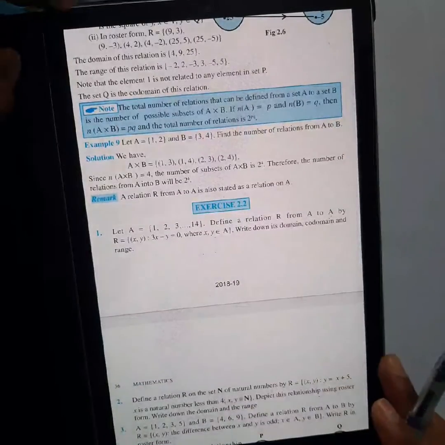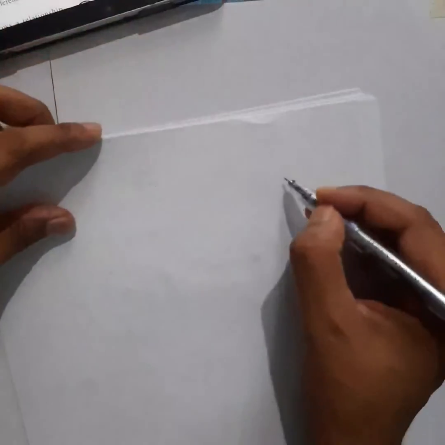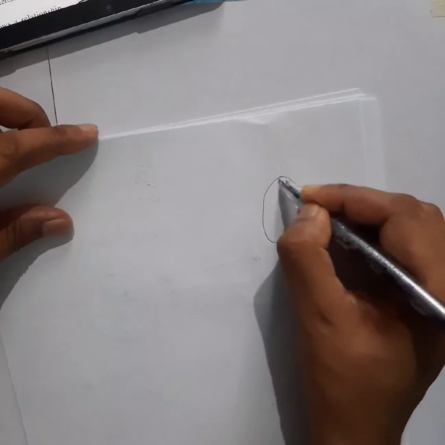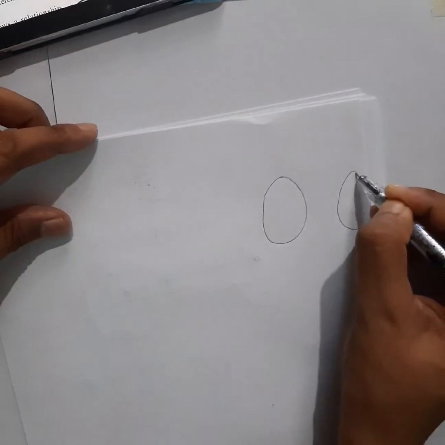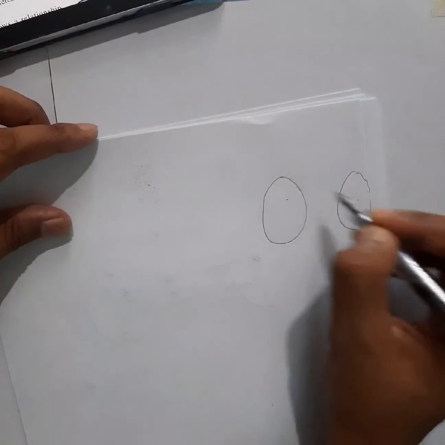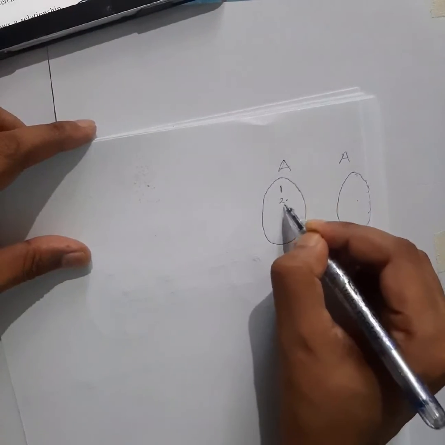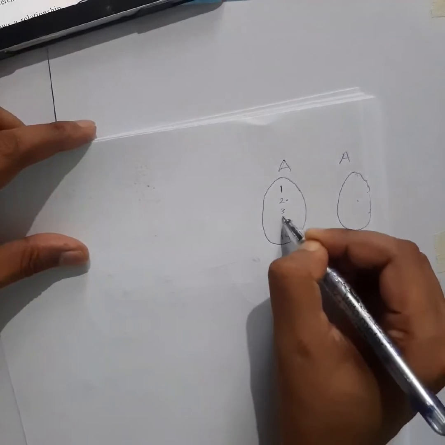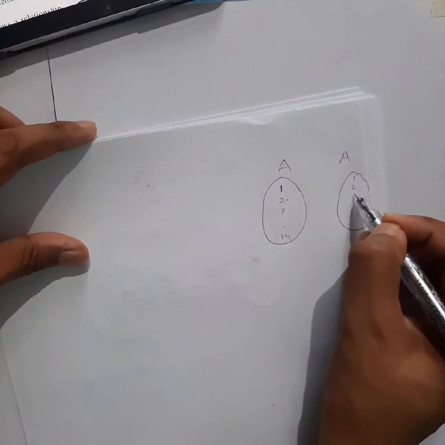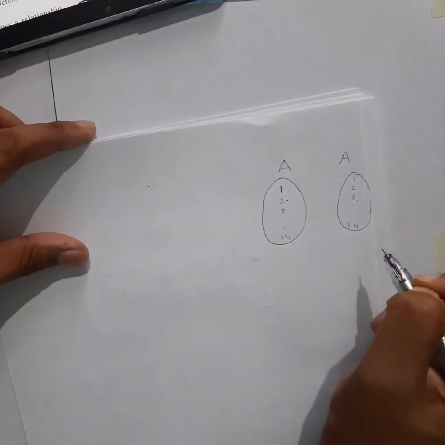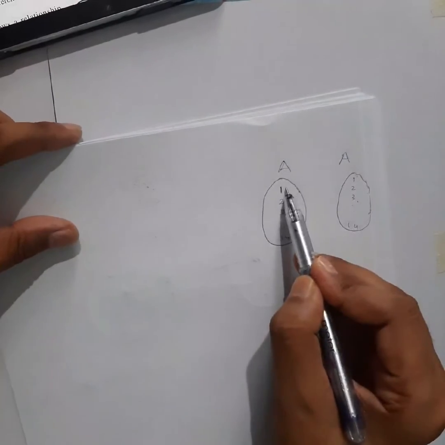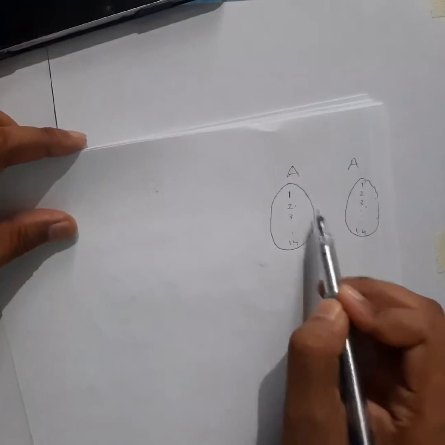Okay, so let me first draw an arrow diagram here, so that you can easily understand what we are going to do now. They have given these sets. What are the sets? A only. Both sets are A. So what will the elements be here? 1, 2, 3 till 14. Here the same, 1, 2, 3 till 14. Okay, so I have to make a relation between these elements.